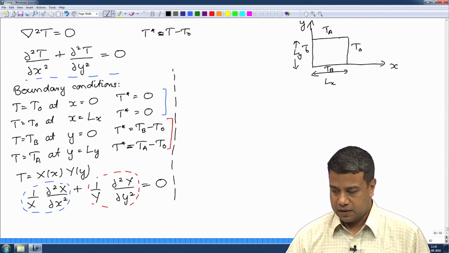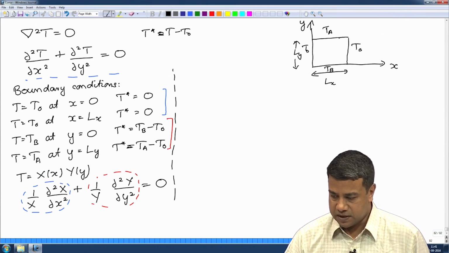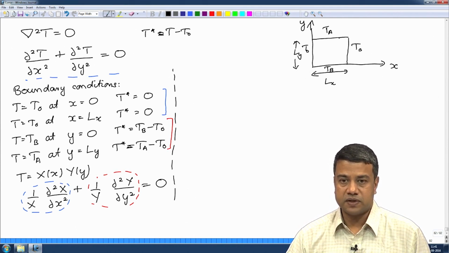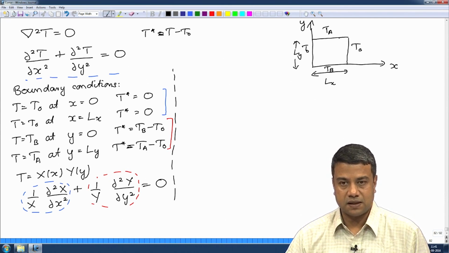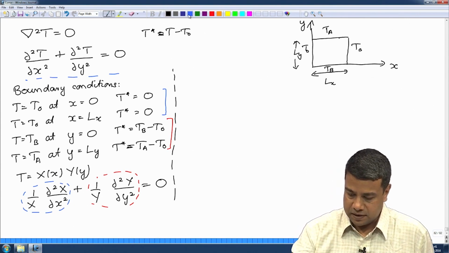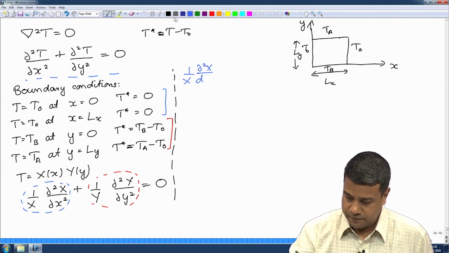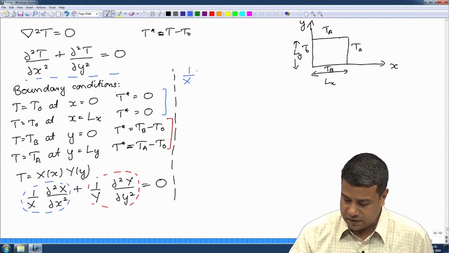I have one variation in x and the other variation in y. I have a homogeneous boundary condition at x is equal to 0 and x is equal to Lx. Therefore, I would expect that in the homogeneous direction, I should have sine and cosine functions so that I can satisfy the homogeneous boundary conditions in the x direction. If I take the solution of this equation, this is a total derivative because X is only a function of x.